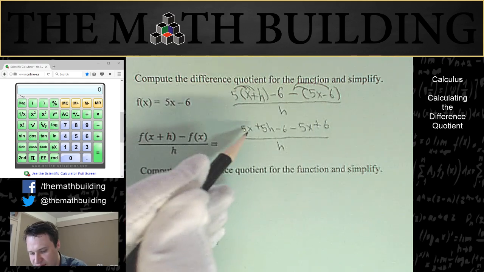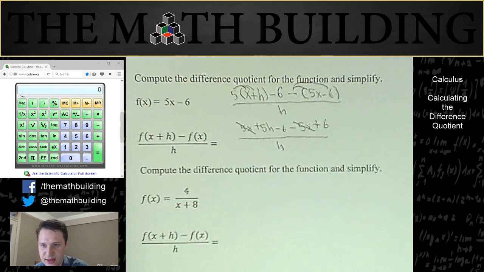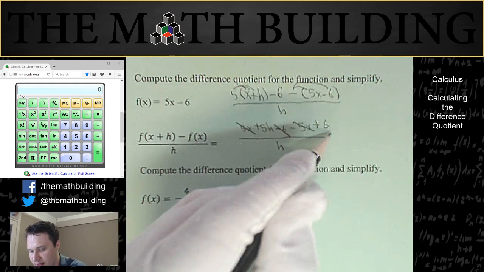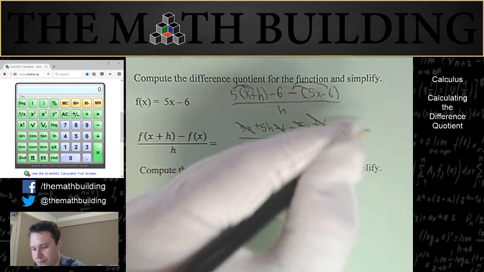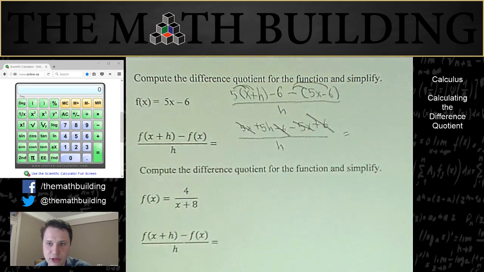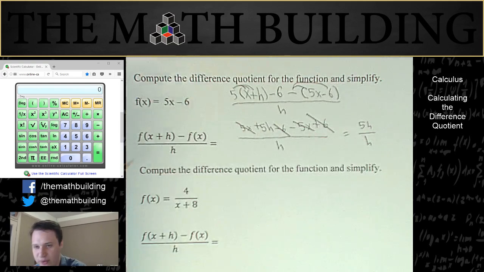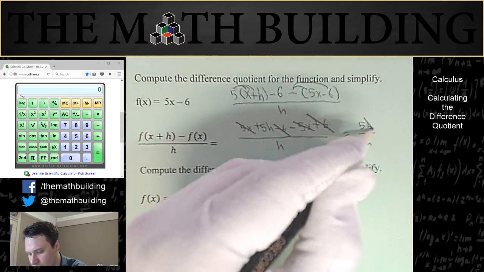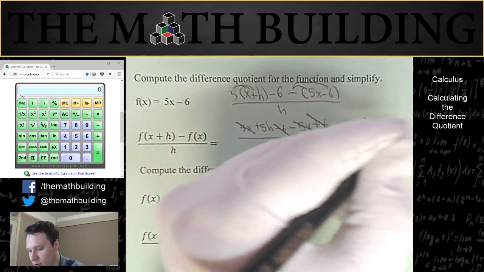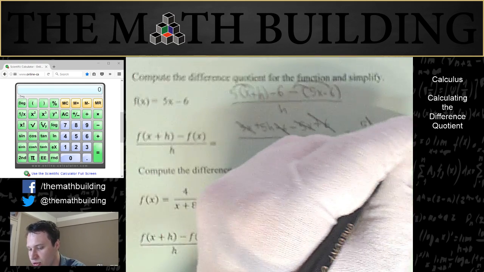And gosh, a lot of stuff cancels. 5x cancels with negative 5x. Negative 6 cancels with 6. So we just get on the top 5h, and on the bottom we get h. So let's cancel those away. So the difference quotient of this function is just equal to 5.